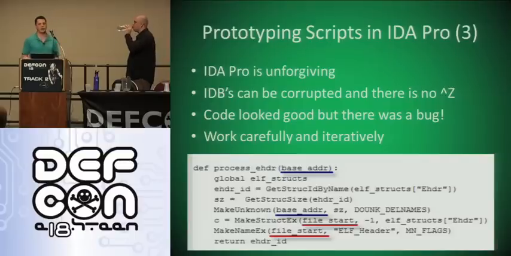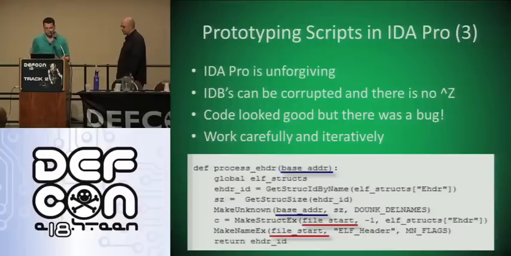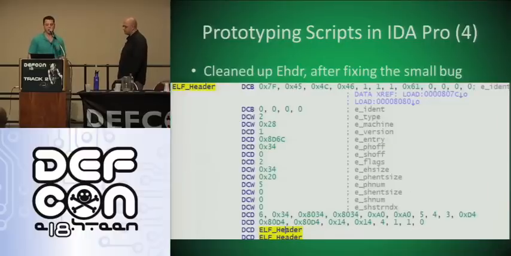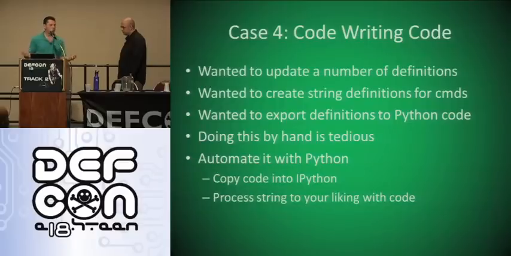It could have been in the middle of the IDB. If that was the case, then I would have just stomped out any code or comments that I had put in there. As I said, there's no Control-Z, so there's no going back. The whole idea is to implement your code in small segments and then do it iteratively as you work through the process. After I fixed a small little bug, I was able to get an ELF header. Surprise, yay.